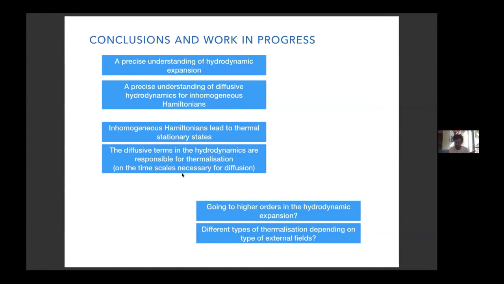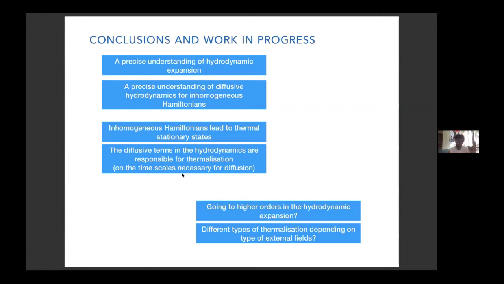So there are many questions that open up due to this. For example, as somebody was asking in the audience, can we go to a higher order in this hydrodynamic expansion? What kind of hydrodynamics do you get at higher order? But also basically all questions coming from this generalized dynamic equation with force and diffusion that need to be analyzed. Can we see different relaxation behaviors depending on the type of inhomogeneous Hamiltonian that one can choose?